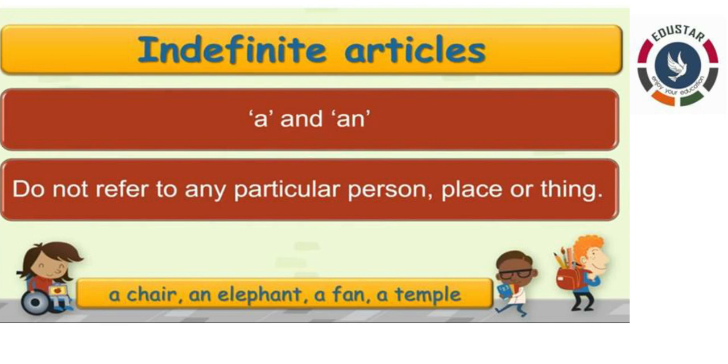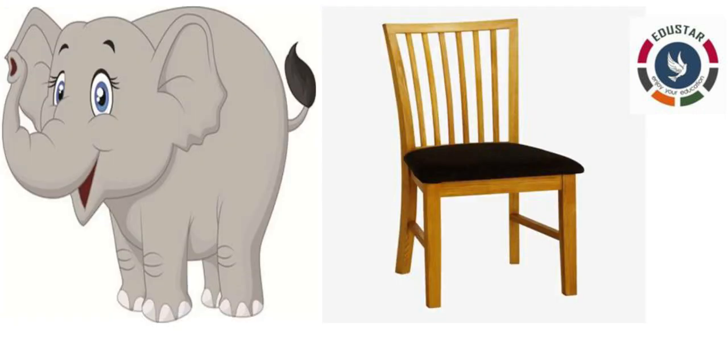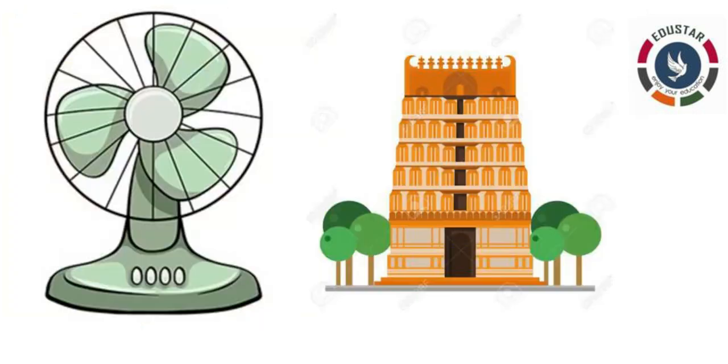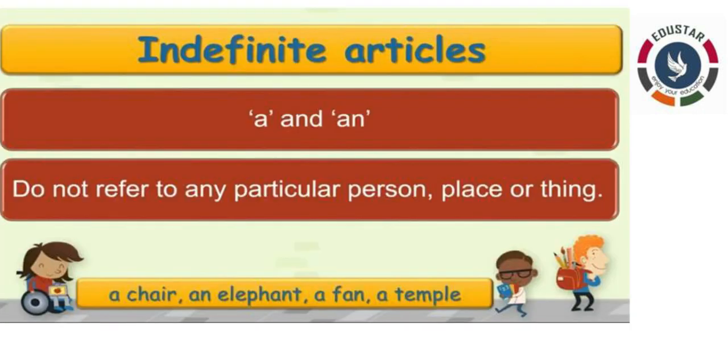For example, a chair. Here it refers to any chair. An elephant. It refers to any elephant. It can be a white elephant or a black one. A fan. It refers to any fan. A temple. So here it is not specific. It refers to any temple. So remember, they are indefinite and not specific.